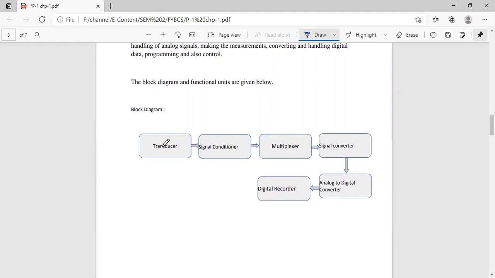First block is nothing but your transducer. Second one is your signal conditioner. Third, multiplexer. After that, signal converter. After that, analog to digital converter. And last one is your digital recorder, or you can just refer to this as a display unit also.